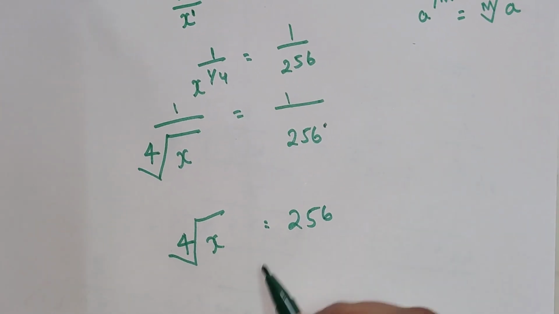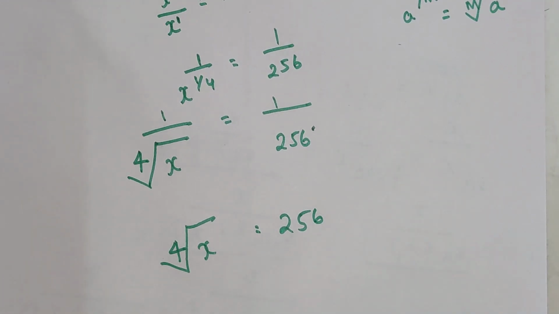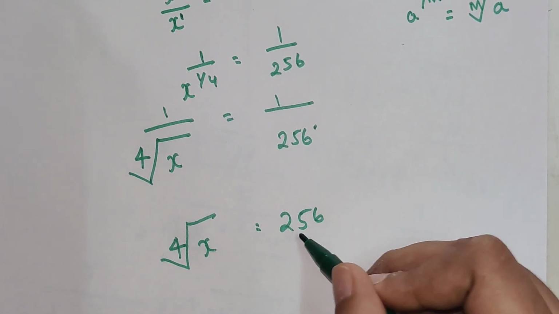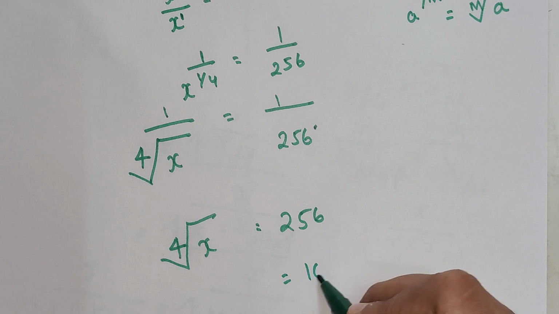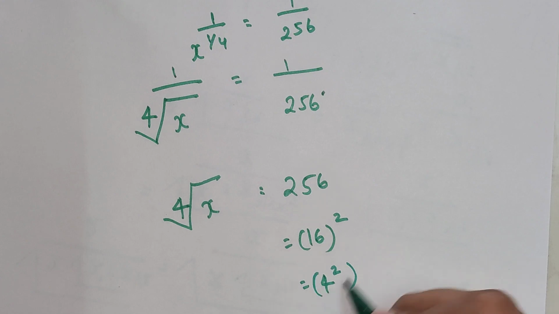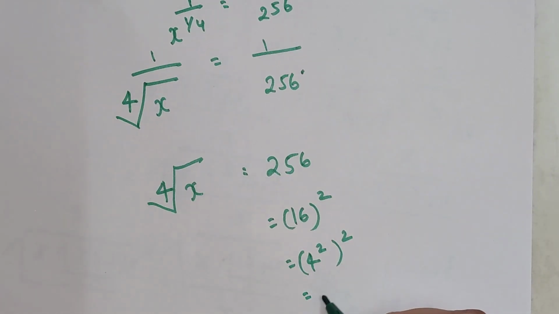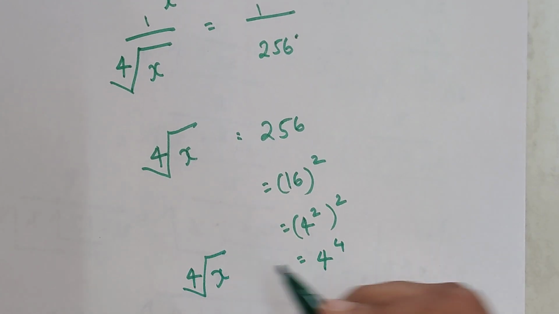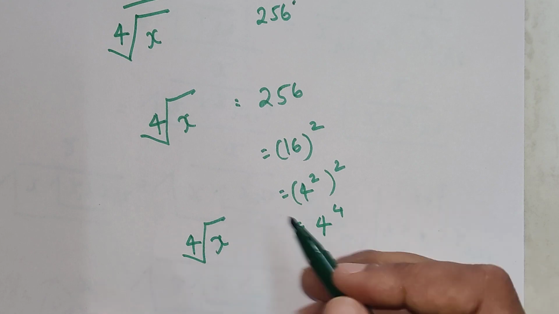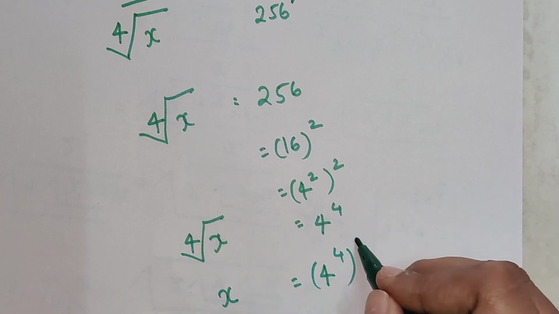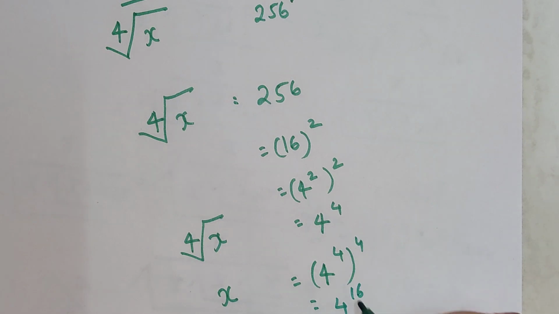Now we need to find the 4th root of 256 in such a way that we get the value of x. Please understand, 256, if you look closely, is nothing but 16 square, and 16 is nothing but 4 square. So this is coming out to be 4 raised to 4. And this is the 4th root of x. So in order to find the value of x, we take the 4th power. So you have x over here and this becomes 4 raised to 4, the whole raised to 4. So this becomes 4 raised to 16.